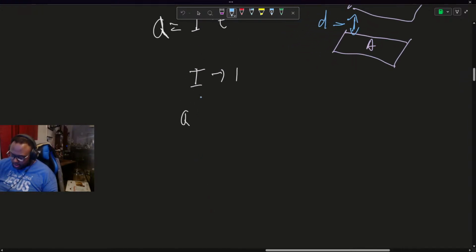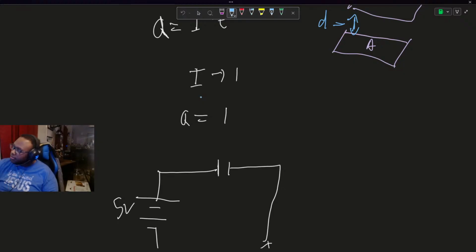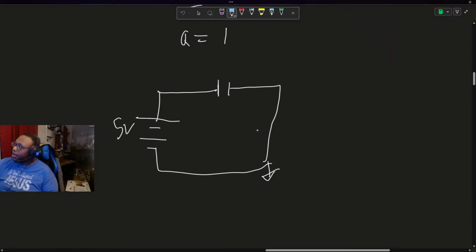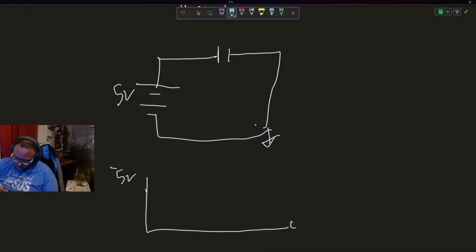And that looks like, so to draw you an example, if you have a battery that's like 5 volts and it goes into a capacitor and it goes around and then it goes to ground, eventually, it doesn't matter what the capacitor charge is, the capacitor is going to charge up to here. But it doesn't actually charge like that. It more so charges like this.